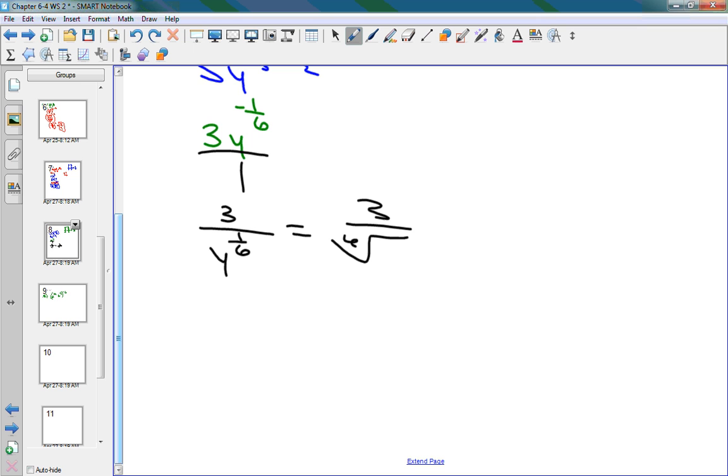The 6th root of y. Do I like that? Why? Because there's a radical on the bottom. I need to rationalize that. So I need to rationalize it because I need to eliminate that radical. So how do I eliminate it?